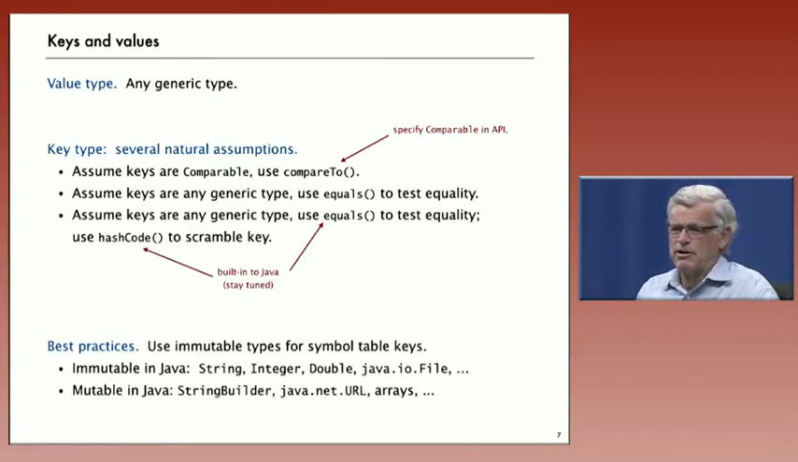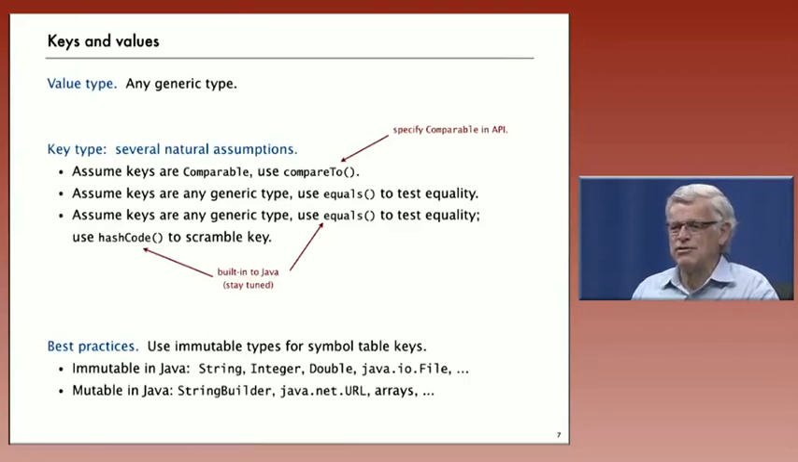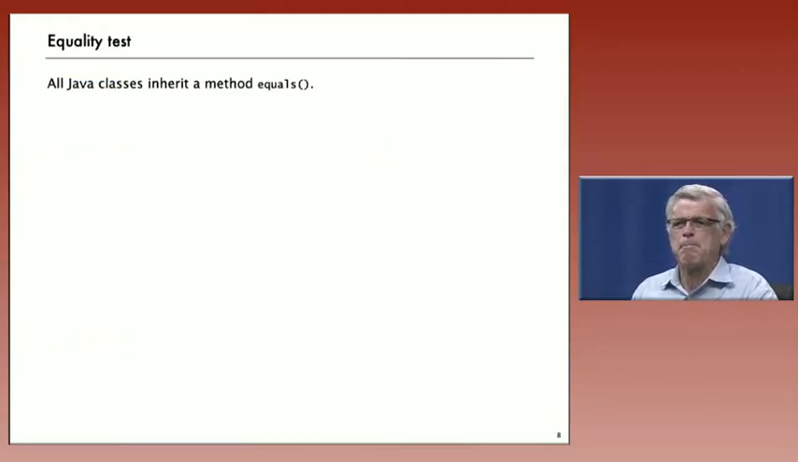And again, as with priority queues, the best practice is to use immutable types. Experienced programmers know this, and it's not difficult to arrange for the natural types of data that people are going to use for symbol table keys. It's unreasonable to expect the implementation to work well if the client can change the values of keys that are in the table. If you want that, you have to provide that as a specific operation. But in the case of symbol tables, we're not going to do that. You'd have to remove it and put it back in.